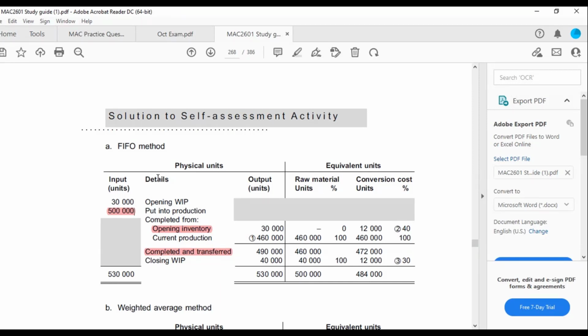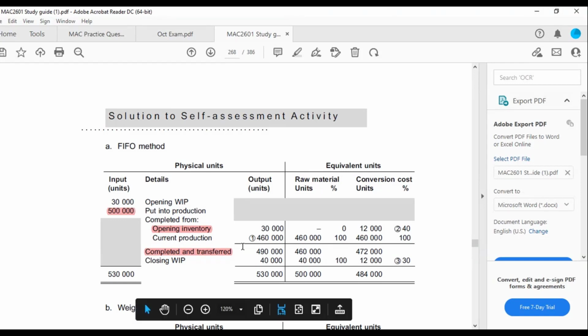No, but I think just use the norm of put into production. Not to say you'll be penalized, because it still means the same thing. But just for formality, just say put into production. Okay, sharp, thanks.